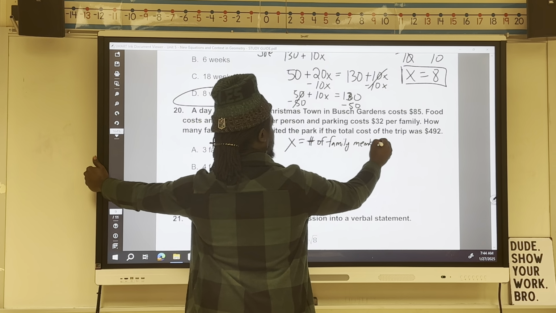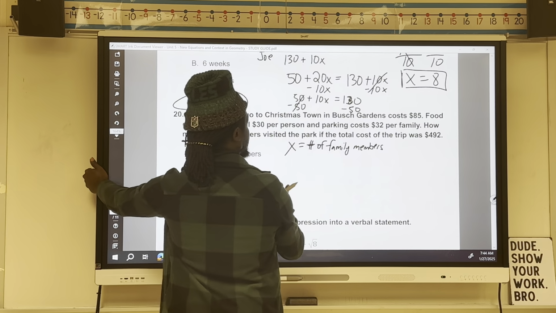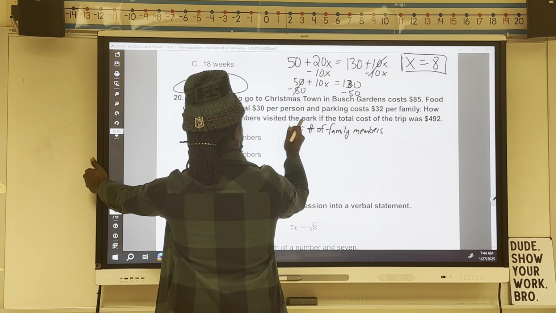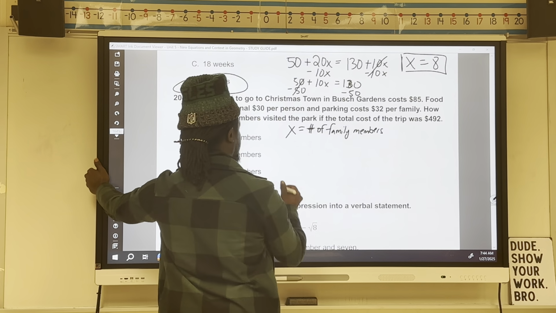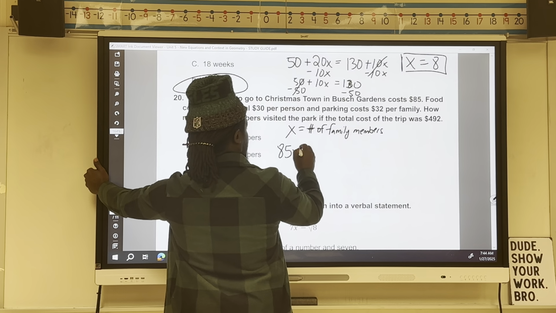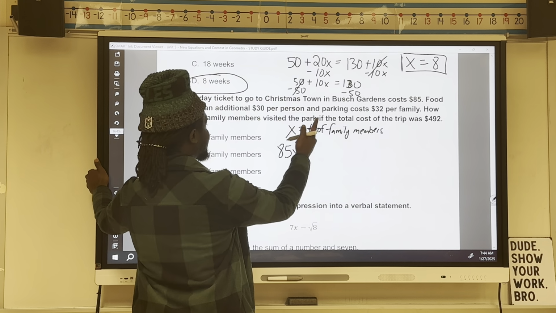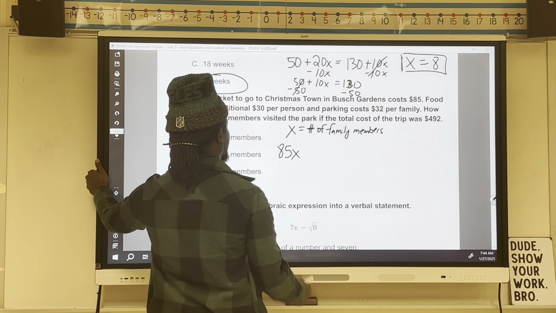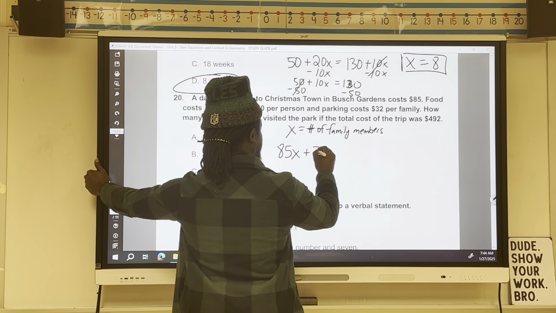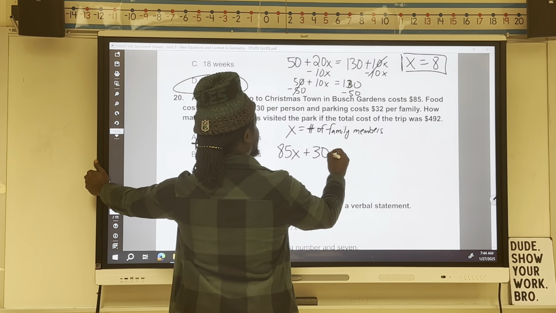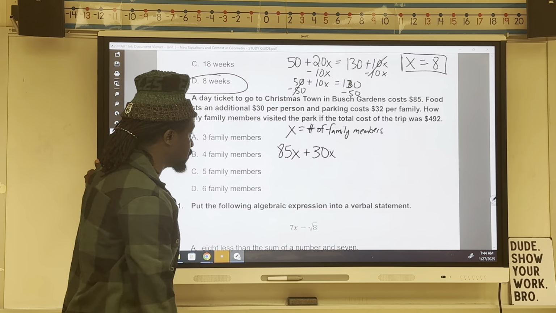Okay. And then we're gonna write our equation based on what the problem gives us, all right? So each person has to pay for a ticket, so that's gonna be 85 times the number of people, right? Then it says food costs an additional $30 per person. So, okay, that means plus 30, but then each person also has to pay for food.